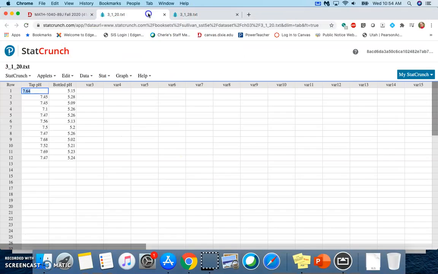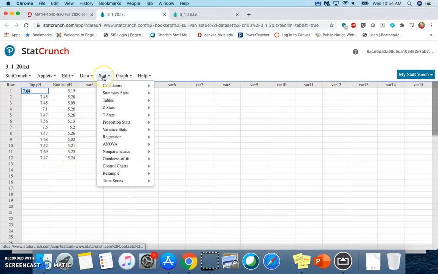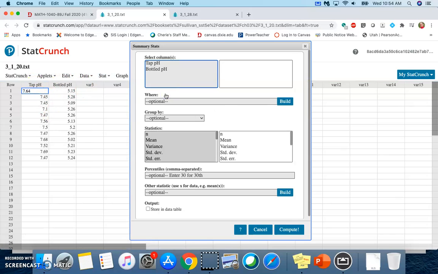So I've got my data set right here, and I want to show you how you find the mean, median, and mode when you have a data set. I've got the tap water's pH and the bottled water's pH. What I'm going to do is go under Stat, and then Summary Stats by column, because these things are in columns here. And then I'm going to highlight both of these.